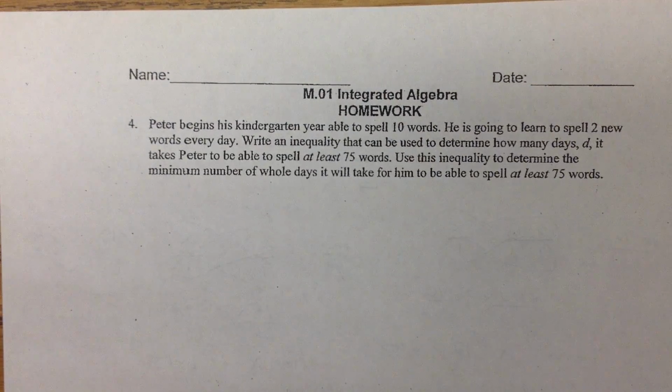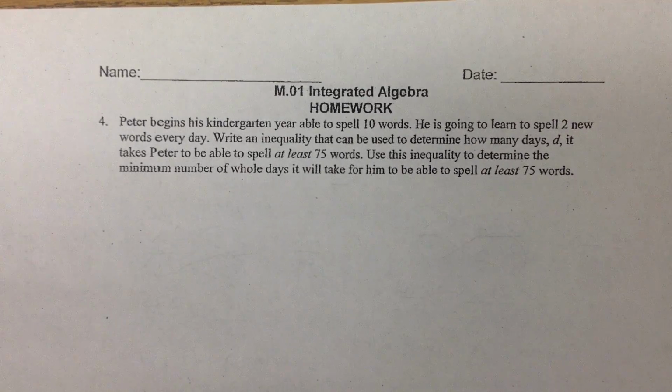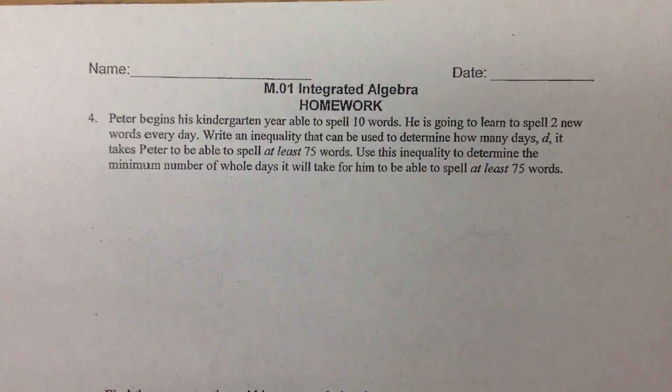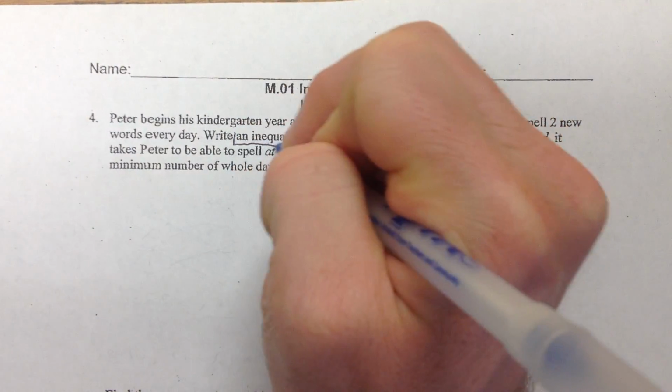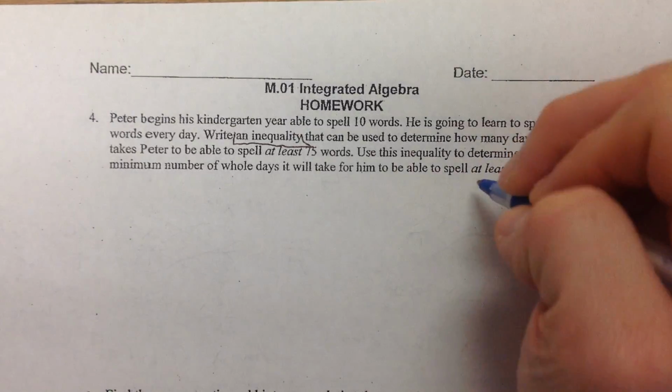Peter begins his kindergarten year being able to spell 10 words. He is going to learn to spell 2 new words every day. Write an inequality that can be used to determine how many days D it takes Peter to be able to spell at least 75 words. Use this inequality to determine the minimum number of whole days it will take for him to be able to spell at least 75 words.